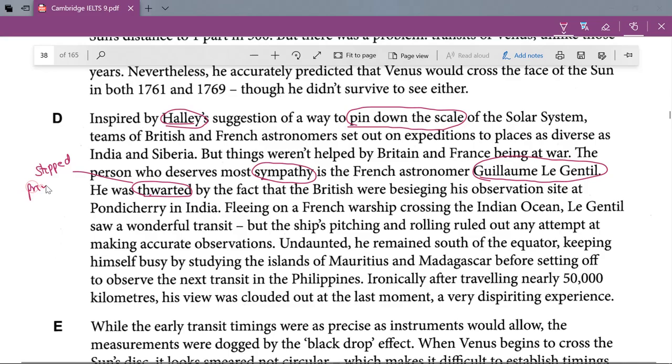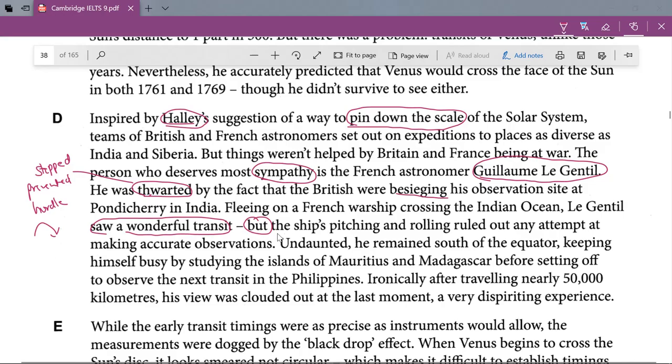But things weren't helped by Britain and France being at war. The person who deserved most sympathy, oh, sympathy means, you know, he might have failed somewhere. This guy, he was thwarted. Now see, this is a new word. Thwarted is like stopped or prevented from doing something. Thwarted by the fact that, so, you know, some kind of hurdle is what this word means. By the fact that the British were besieging his observation site at Pondicherry. Besieging is like fighting or waging a war. His observation site at this place in India, fleeing on a French warship crossing.